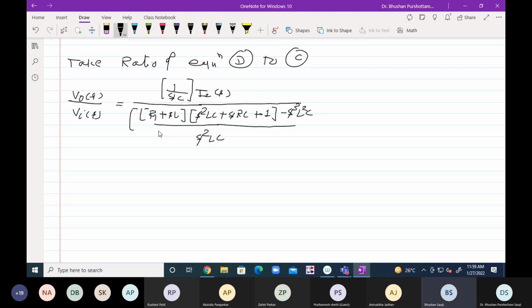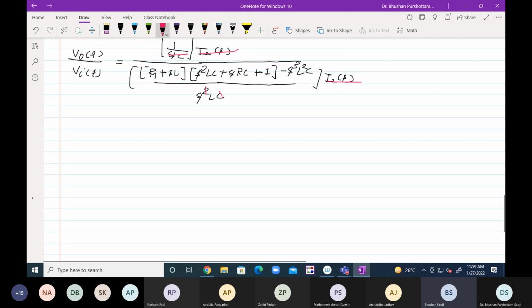This complete expression gets multiplied by I2 of S. Now this I2 of S gets cancelled. This S square C gets cancelled with square and C. So here we have V0 of S divided by Vi of S.